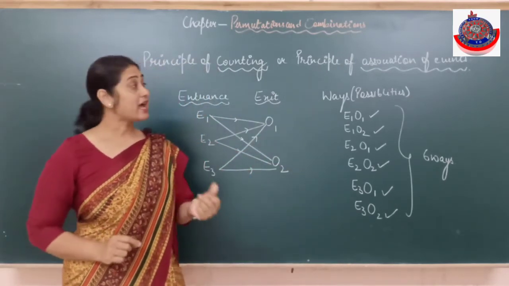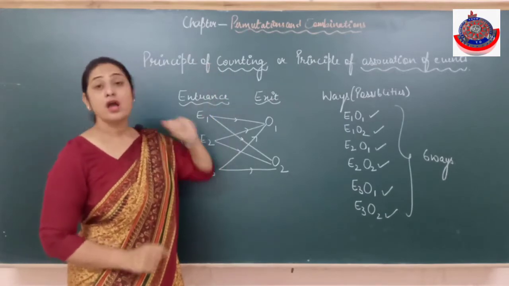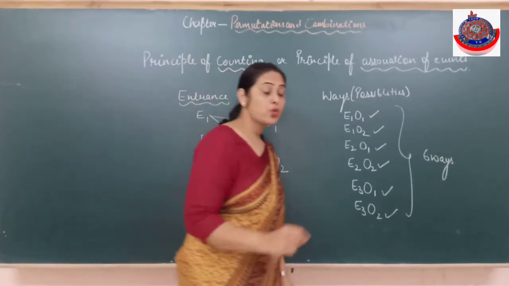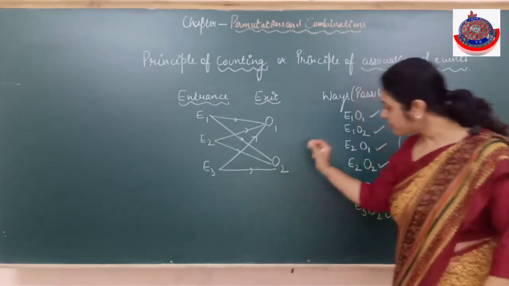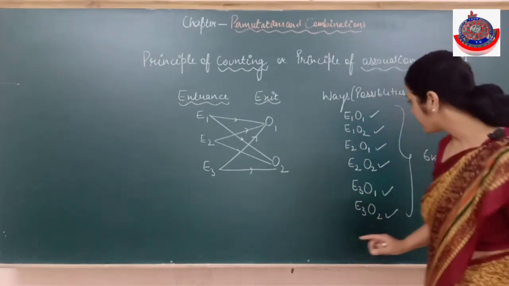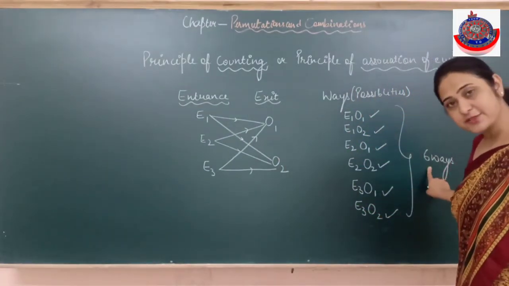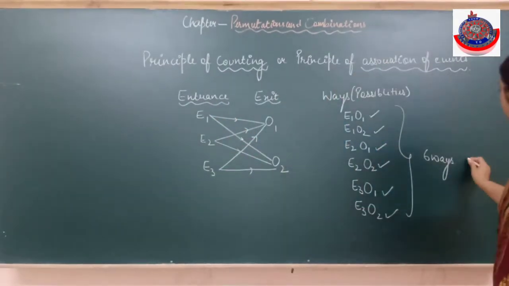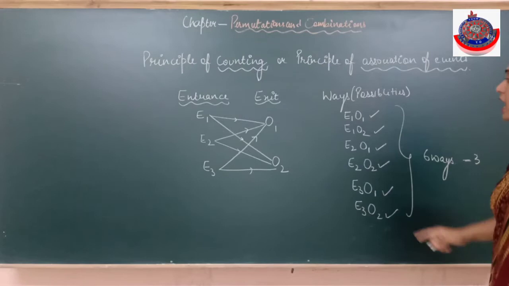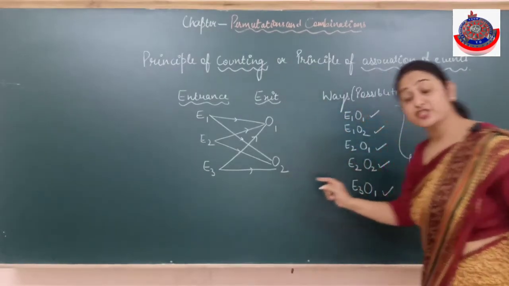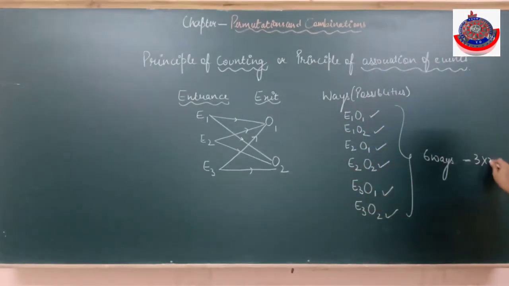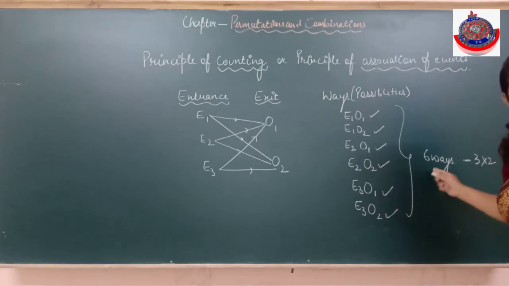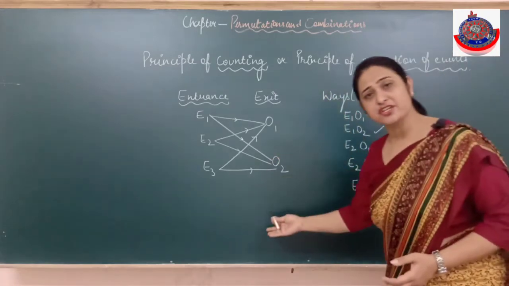So that means I have to come to this principle of counting. So let's write what this principle of counting is. But from this example only we are going to write the definition. See, it has come 6. How many gates were there for entrance? 3. How many gates were there for exit? 2. So 3 into 2, what? 6. So the definition is not going to be something different. It's going to be from this example only.